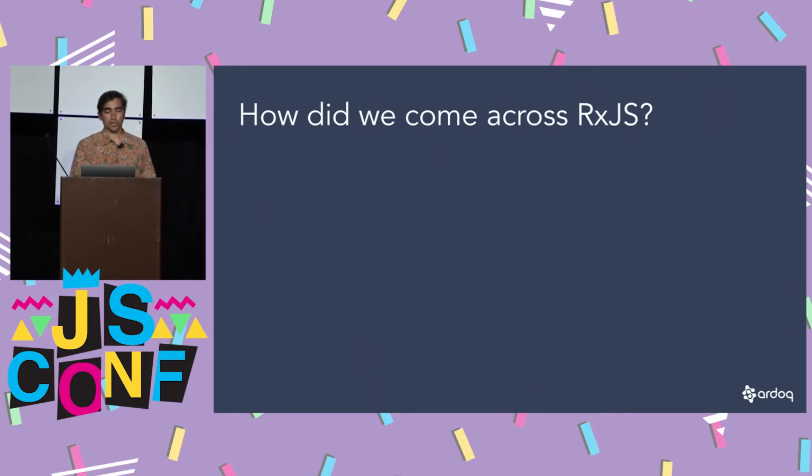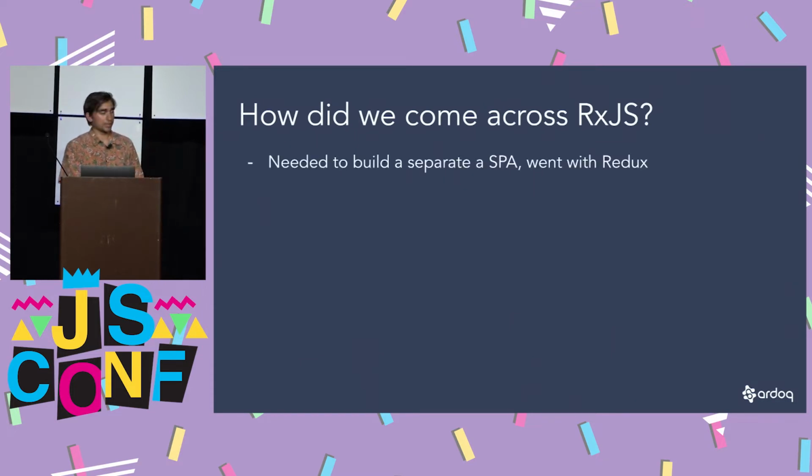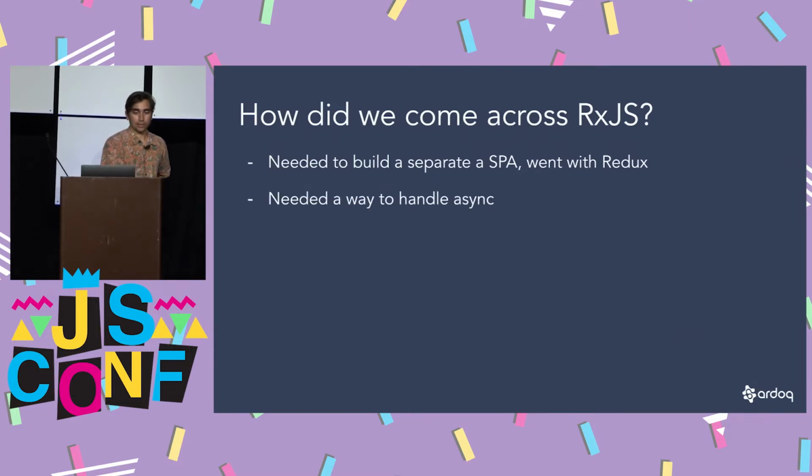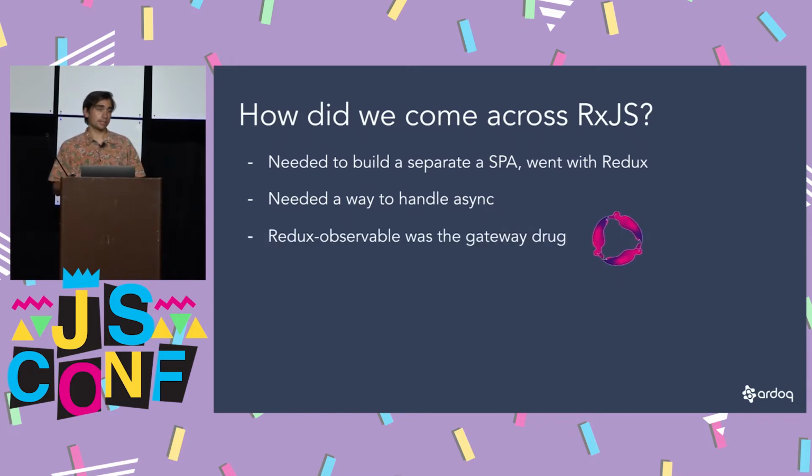So how did we come across RxJS? We needed to build a separate single-page application. We went with Redux. Then we needed a way to handle async. For simple applications, you might be fine with Redux Thunk. But if you have more complex data flows, then you probably want to look into Redux Saga or redux-observable. And we chose redux-observable, and that was kind of our gateway drug to streams.